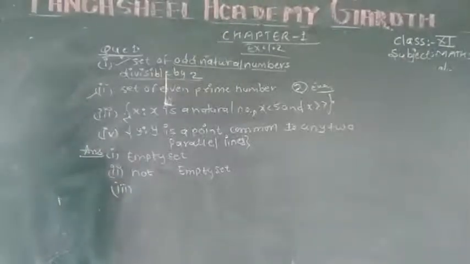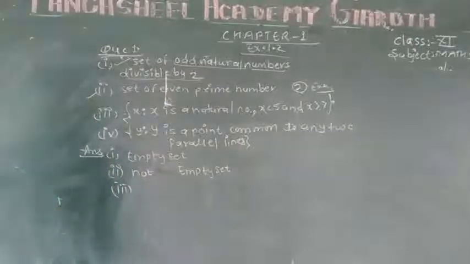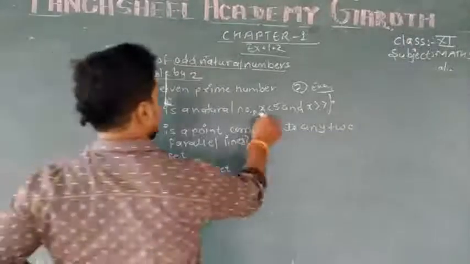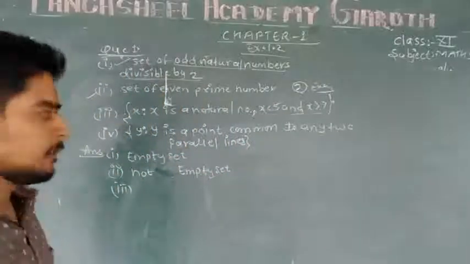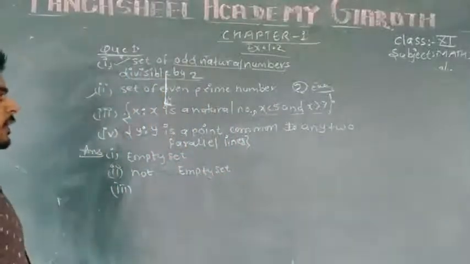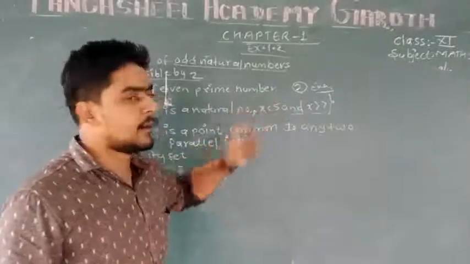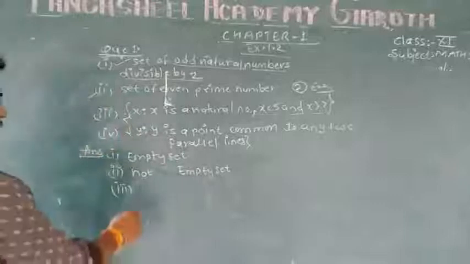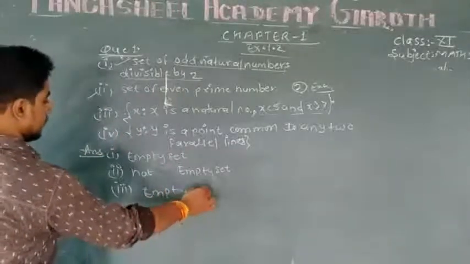Third is x is such that x is a natural number in which x is less than 5 and x is greater than 7. X is a natural number which is less than 5 but greater than 7. We know that what is less than 5 cannot be greater than 7. Therefore, the third is also an empty set.